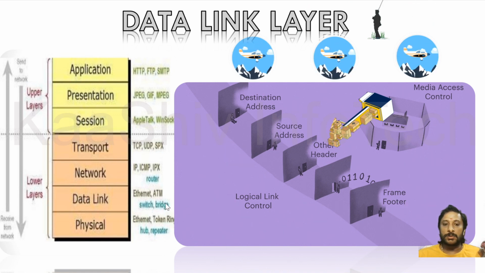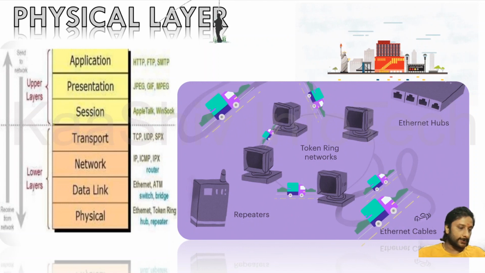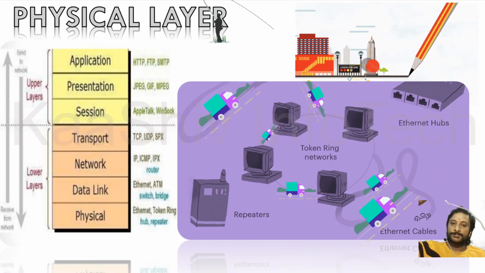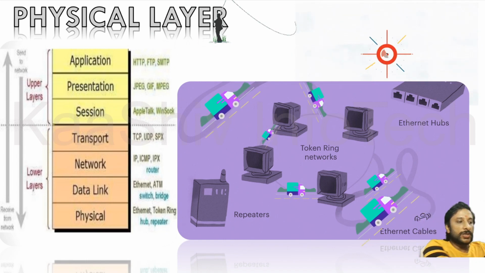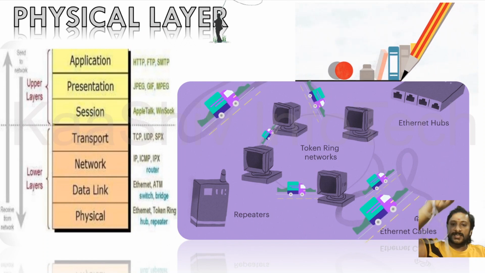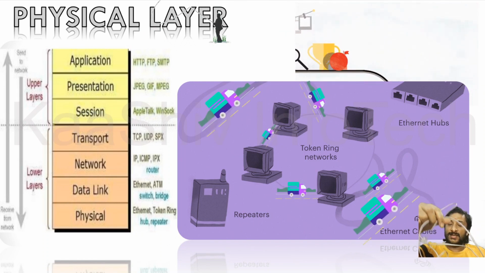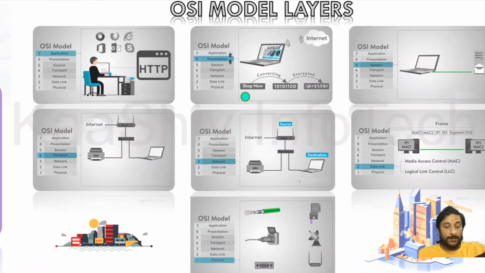So switches and bridges are typical examples. And finally, here comes your physical layer, where you have your wires here. The data is communicated via this kind of wires, and this is called the physical layer. Now we'll talk more about this physical layer further, don't worry.